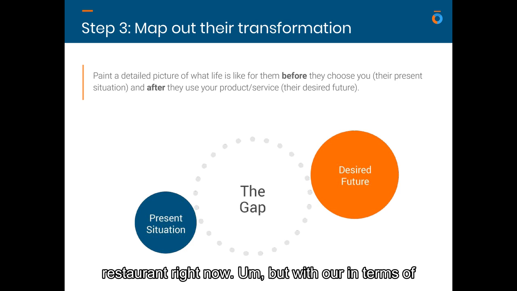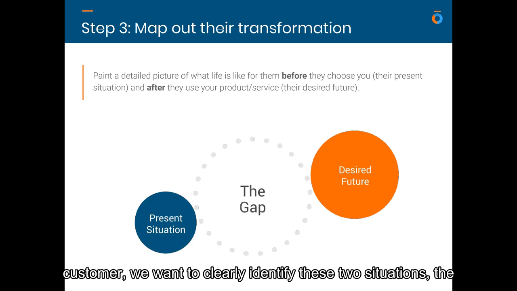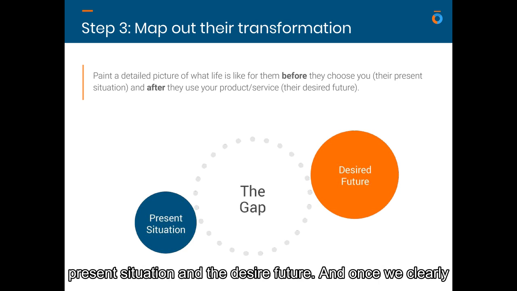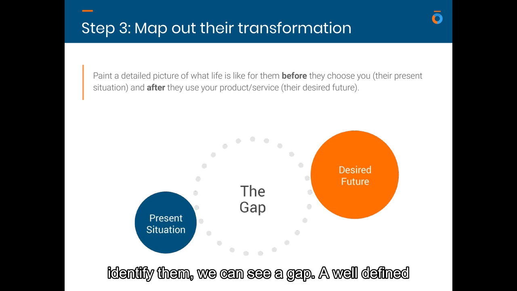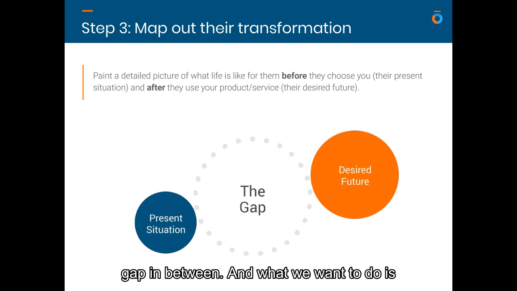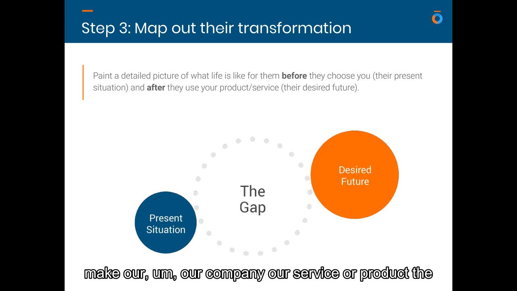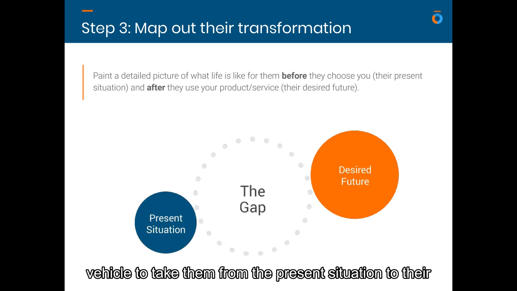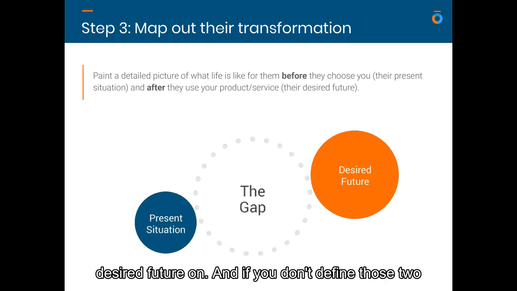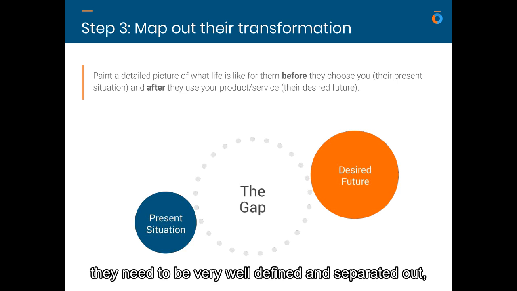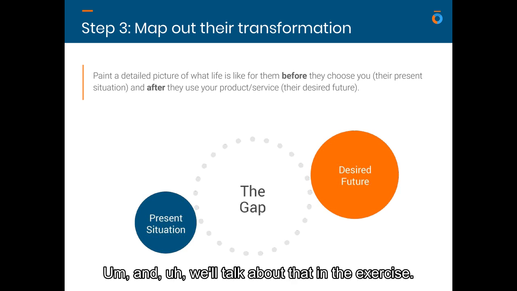But in terms of our service and the value that we provide our customer, we want to clearly identify these two situations, the present situation and the desired future. And once we clearly identify them, we can see a gap, a well-defined gap in between. And what we want to do is make our company, our service, our product, the vehicle to take them from their present situation to their desired future. And if you don't define those two pieces, then it just gets all muddled. So they need to be very well defined and separated out. And we'll talk about how to do that in the exercise a little bit later.